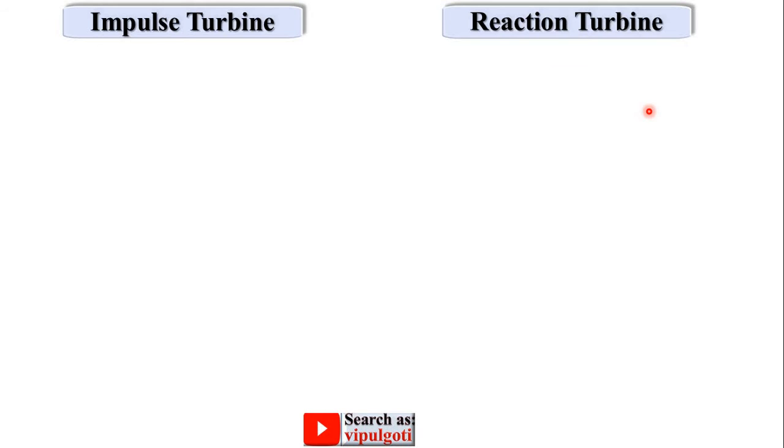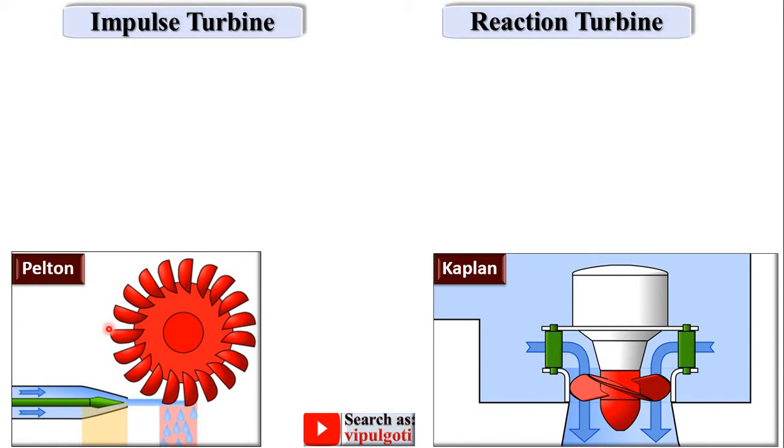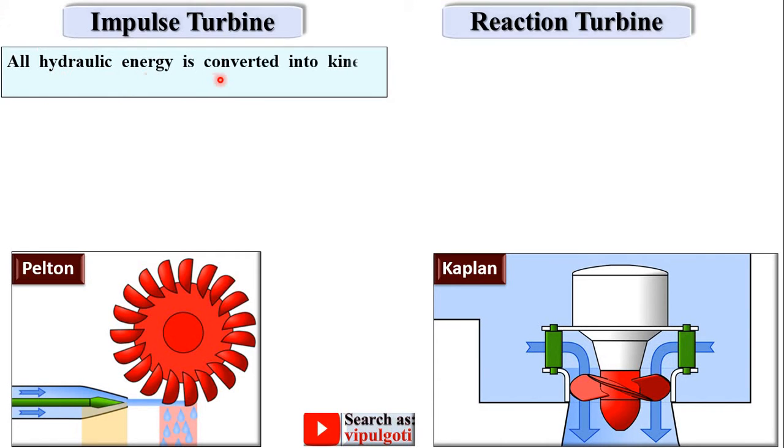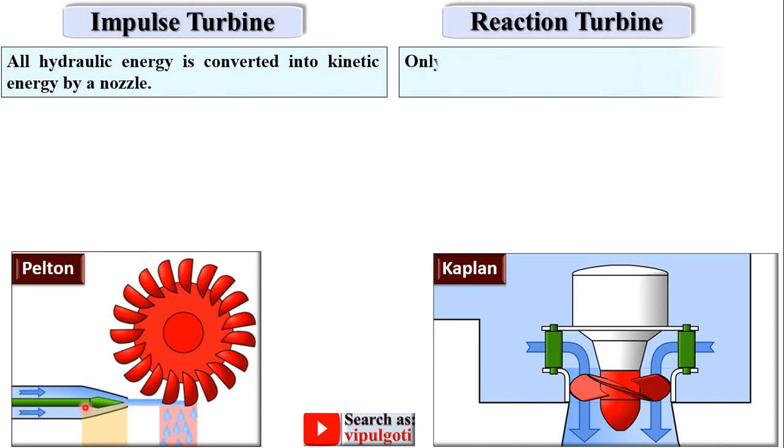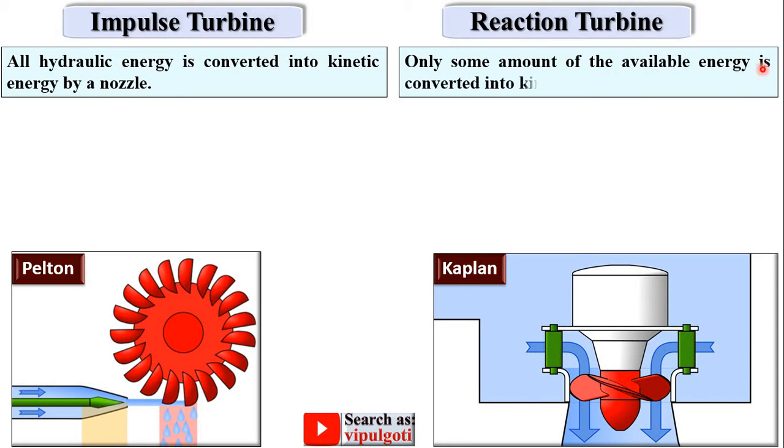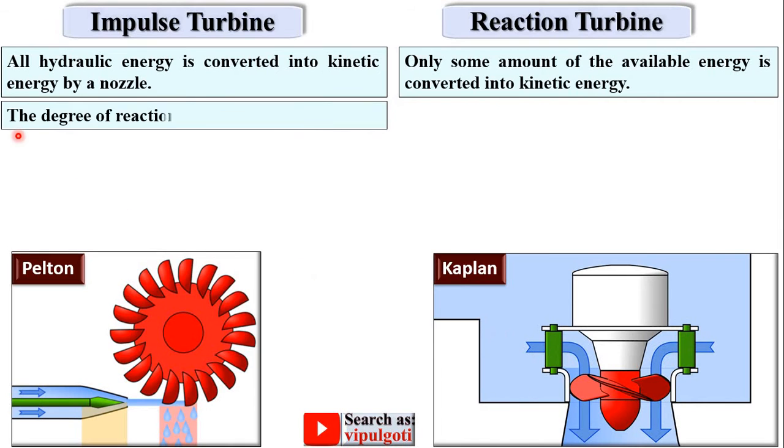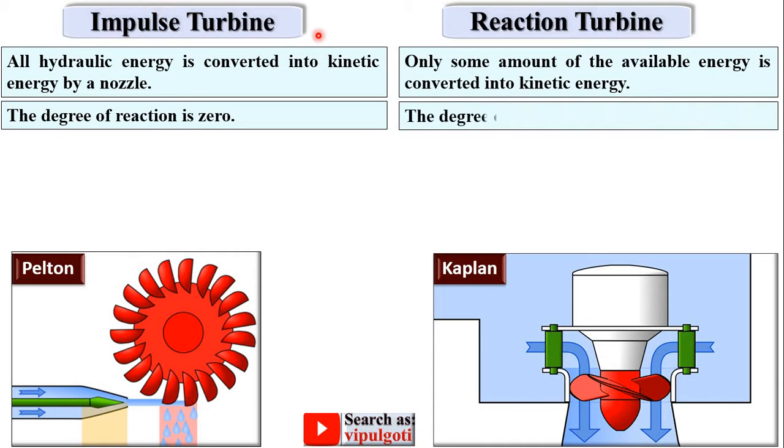Now the difference between impulse turbine and reaction turbine. The example of the impulse turbine is the Pelton wheel, and the example of the reaction turbine is Kaplan. In an impulse turbine, all the hydraulic energy is converted into kinetic energy by a nozzle. In a reaction turbine, only some amount of the available energy is converted into kinetic energy by the nozzle. The degree of reaction is 0 in case of impulse turbine. The degree of reaction is between 0 and 1 in case of reaction turbine.